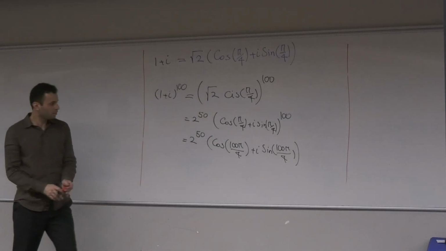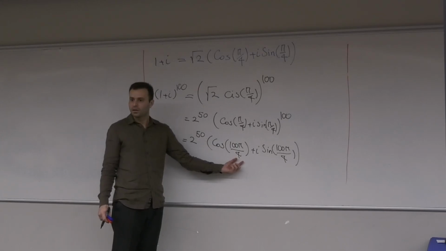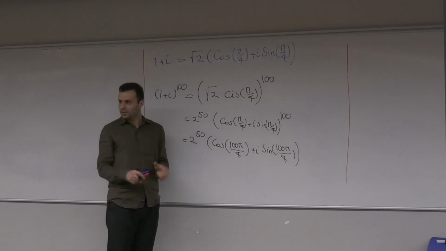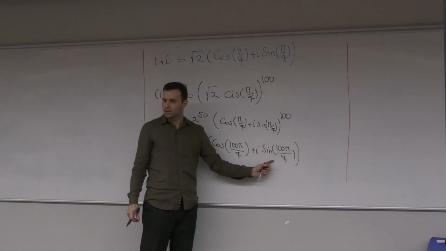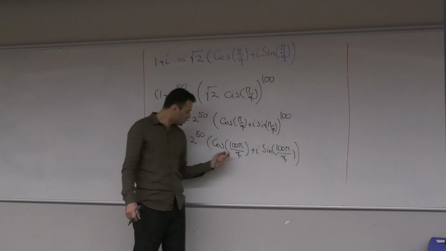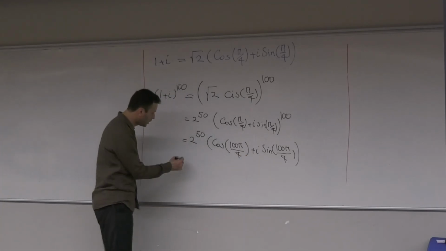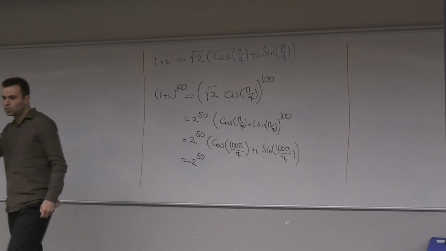Okay? What is this? Cosine of 25 pi, right? And what is that cosine of 25 pi? 2 pi, 2 pi, 2 pi. If you reduce it, it's going to be cosine of pi, which is minus 1. And sine of pi? 0. So it is going to be minus 1 plus 0 times i, which is minus 1, multiplied with this, it is going to be minus 2 to the power of 50. Okay?